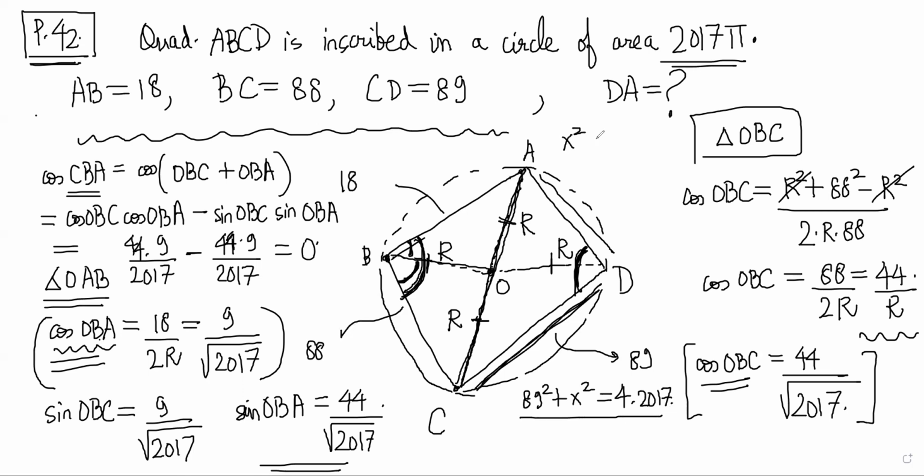You're getting x square is equal to 8068 minus 89 square. Calculate this, you will get 147. x is equal to root 147. That is the fourth side.